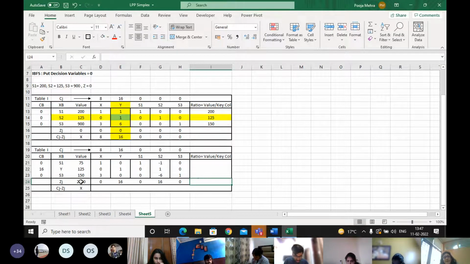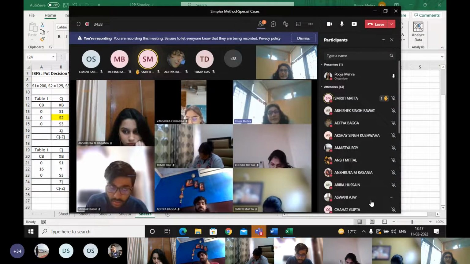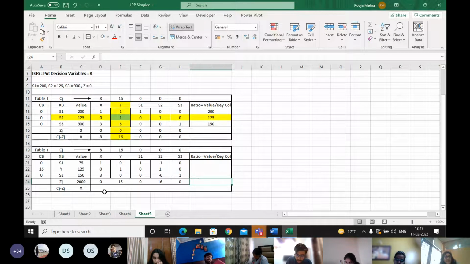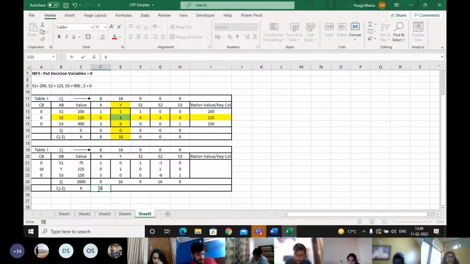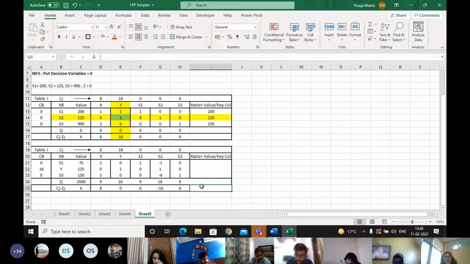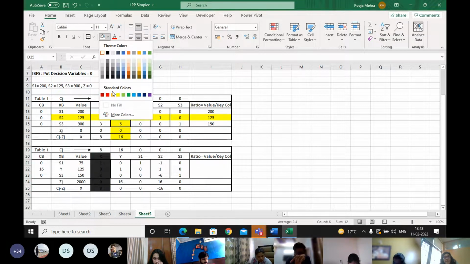Is that okay? Can we calculate CJ minus ZJ? Yes, Smriti, tell me. CJ minus ZJ: ma'am, 8, 0, 0 minus 16 and 0. What is the criteria? Ma'am, most positive. So in this scenario, what is it? Ma'am, 8. So now we calculate what?